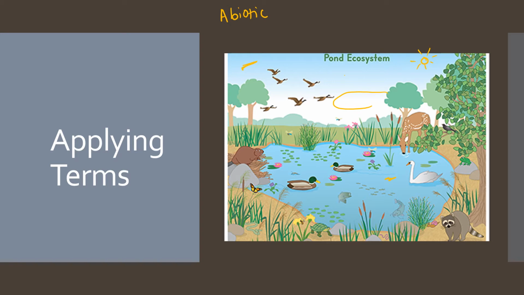All right, now if we're going to do biotic factors, that's going to be a little bit easier. We have ducks. We have butterflies. We have beaver, deer, birds, swan, fish, these little plants here, these cattail looking things, the grass. So the purple was the biotic. Those are all the living things.